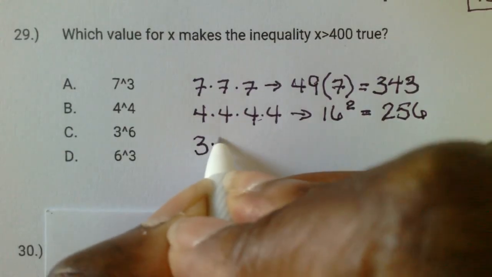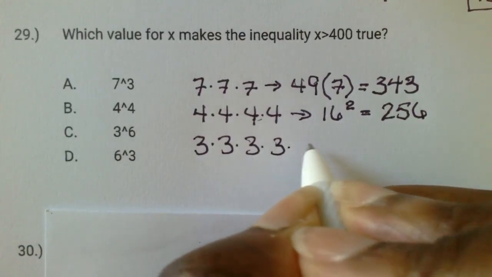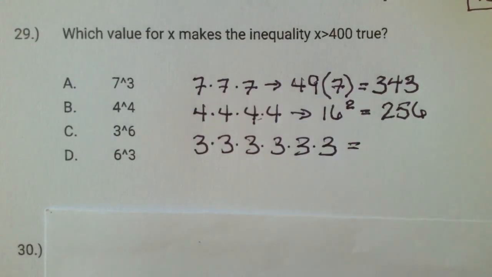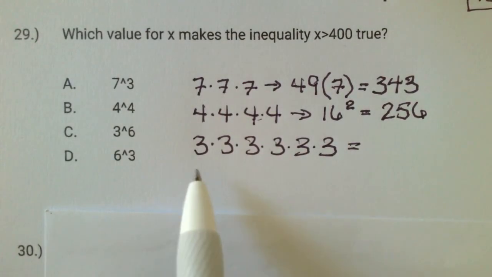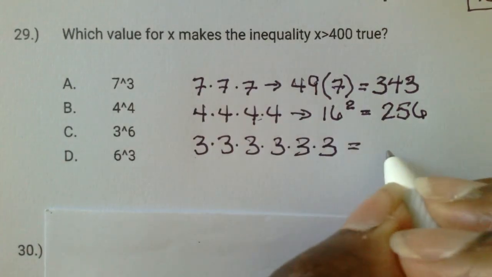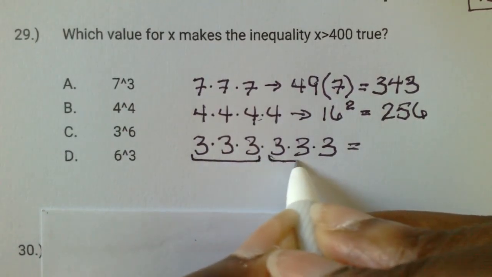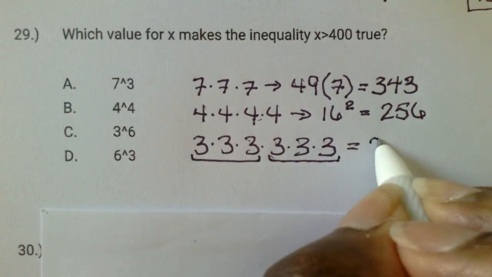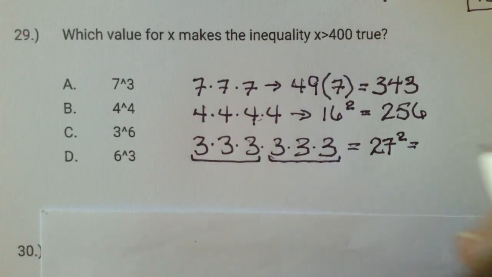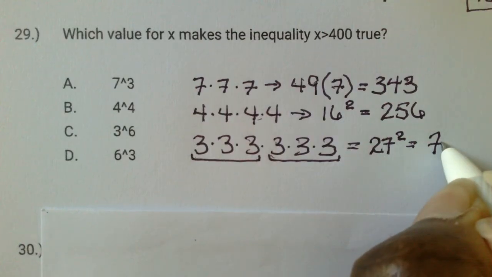Because we have 3 multiplied to itself 6 times. Okay, so I know that 3 times 3 times 3 gives me 27. So you have 27 here, and you have 27 here. So that's the same as saying 27 squared. So that gives us 729.